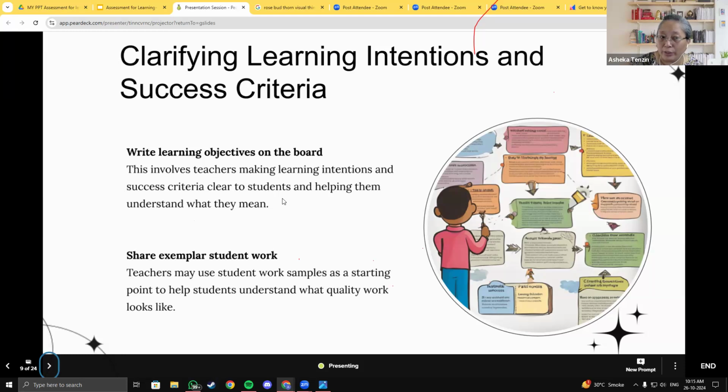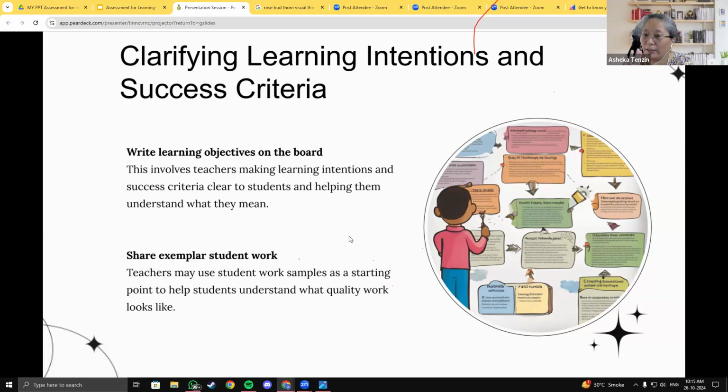Another strategy that you can use is, you can share exemplar student work. You can show that, okay, this is a work sample. This is what an 8 upon 8 looks like. And this is how you write. So when you share student exemplar work, then they know what is expected of them to do.